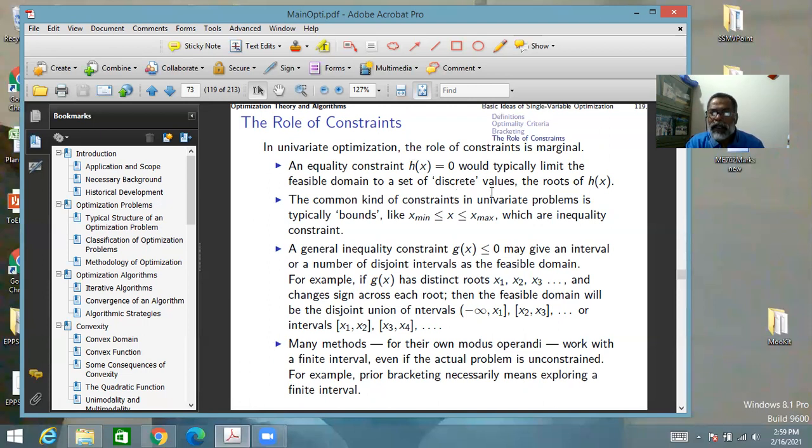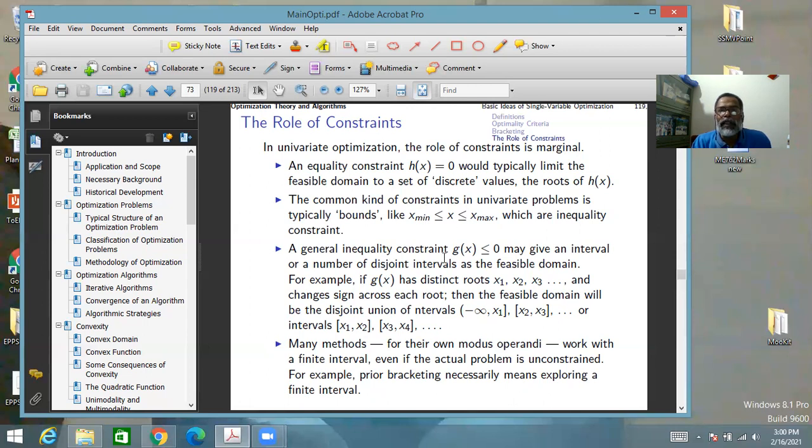Now, in single variable problems, univariate problems, the common kind of constraints that we have are basically bounds. You may say that x is in the interval from lower to upper. That is possible. Even in the bracketing, we were actually trying to impose two such values. Now both of these are inequality constraints, trivial inequality constraints, bound constraints.